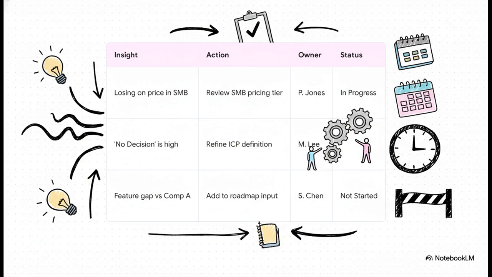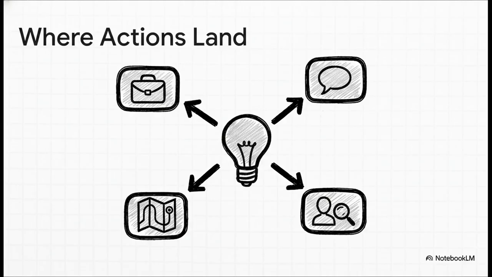If you don't have this, you're not doing analysis. You're just making reports. And these actions have to land in real places that affect the business. This isn't just some thought exercise, right? This is direct input that should be changing your messaging, refining who your ideal customer is, shaping the product roadmap, and updating your sales training.